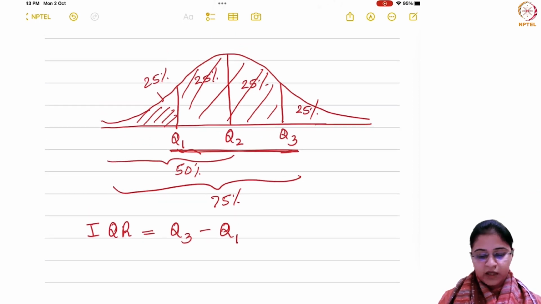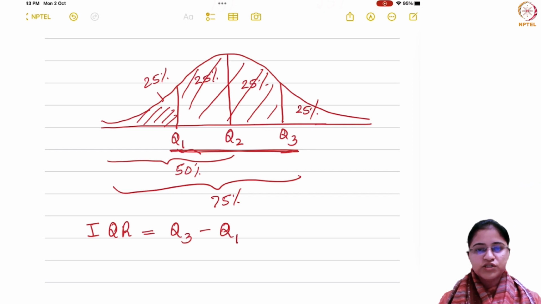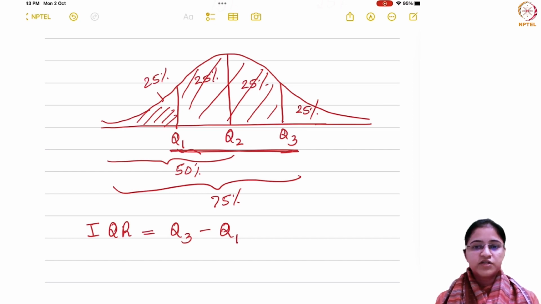Okay. So here you see that it is not affected by the extreme observations, because it is not even considering those extreme observations in its calculation. Whereas range fluctuates a lot because it depends upon the extreme observations. That is just simply the difference of the maximum observation and the minimum.